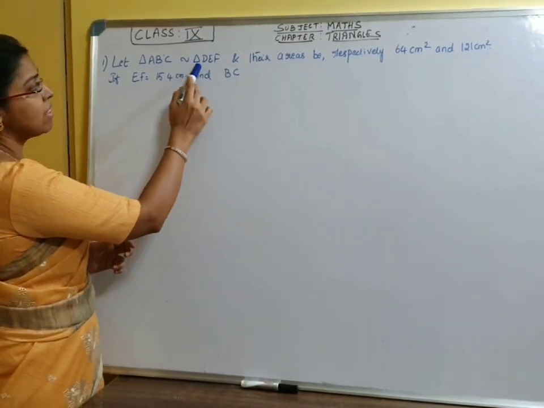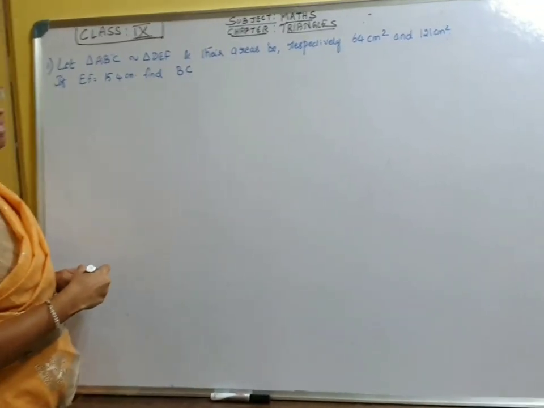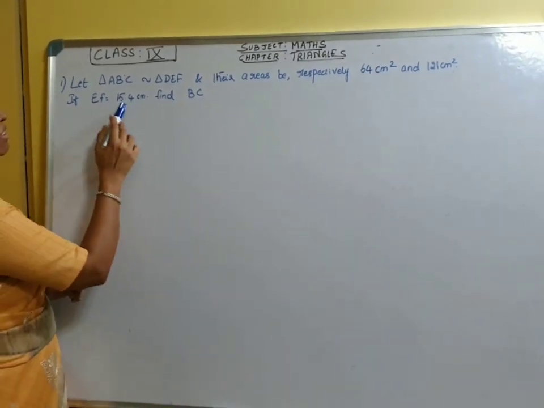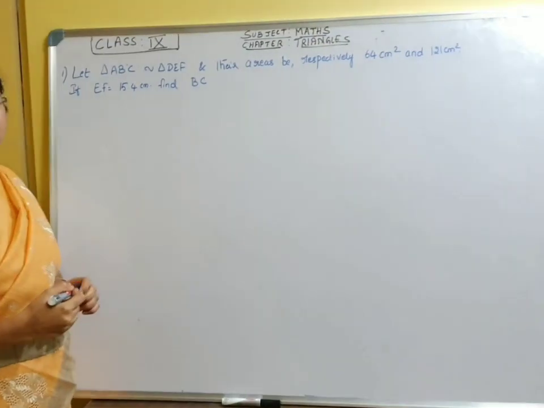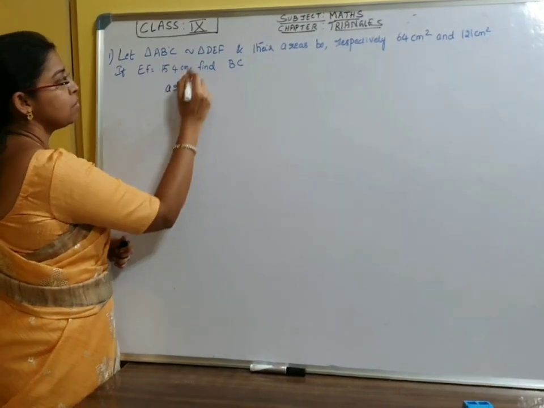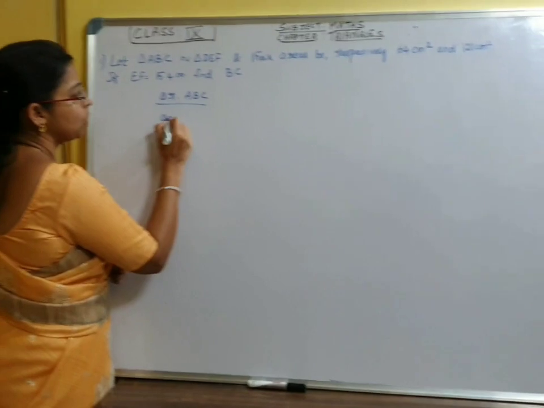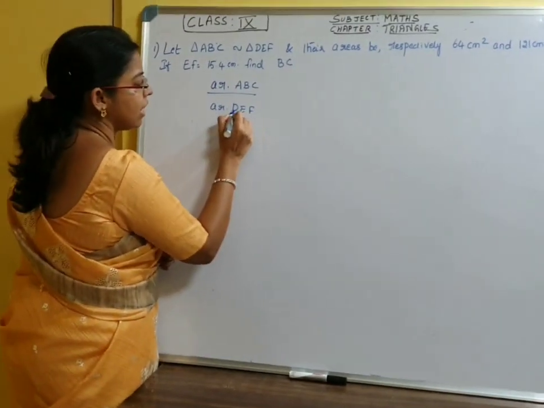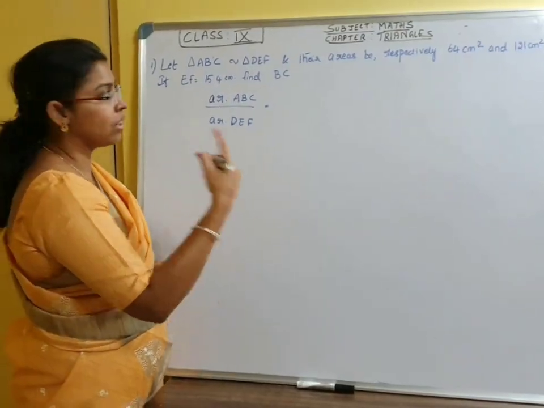Let triangle ABC be similar to triangle DEF and their areas be respectively 64 square centimeter and 121 square centimeter. If EF is equal to 15.4 centimeter, find BC. What does the areas of similar triangles theorem say? If two triangles are similar, here it is similar, therefore the ratio of the areas of triangles ABC and DEF will be equal to the square of the ratios of their corresponding sides.